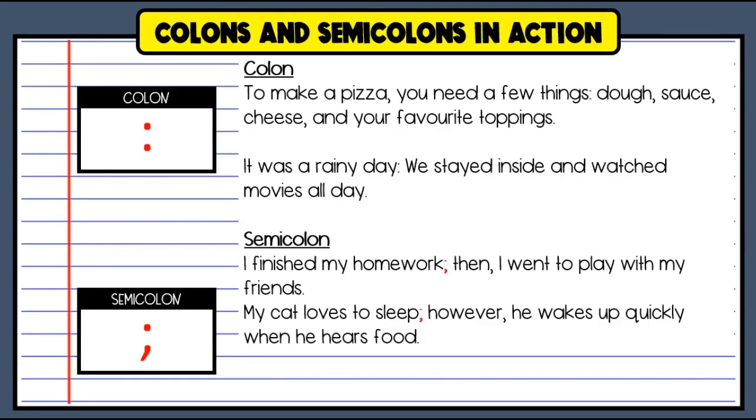All right, let's have a quick overview now of what we've learned, and let's literally talk through the punctuation as we're reading. So we've got 2 for colon and 2 for semicolons. Let's have a look at the first one for the colon. To make a pizza, comma, you need a few things. Again, there's a list, so let's put our colon in. Dough, comma, sauce, comma, cheese, comma, and your favourite toppings.